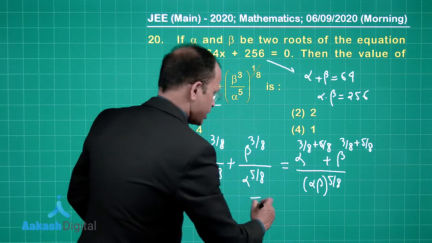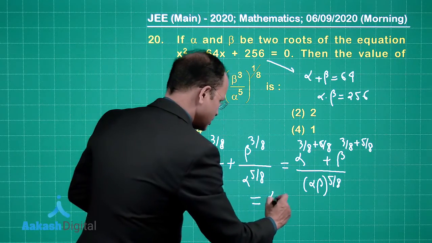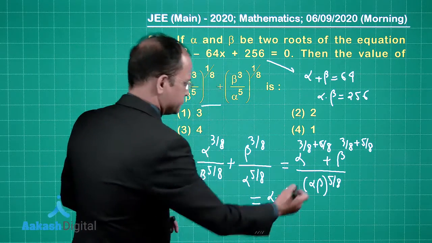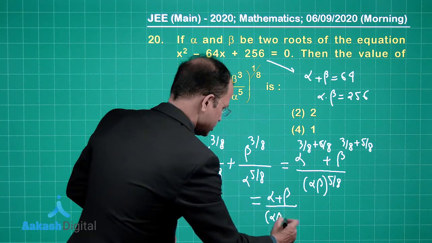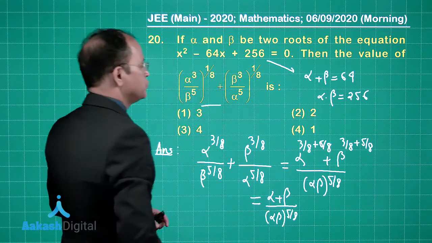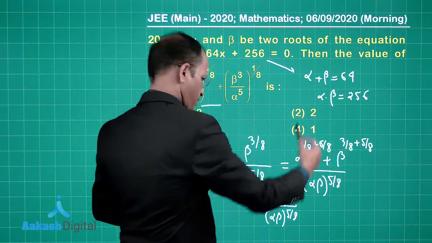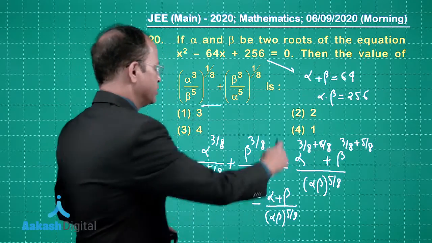So this is what we have. We have alpha plus beta divided by alpha beta 5 by 8. So what we can do, we can just substitute the values here and we get the answer to be 2 here.